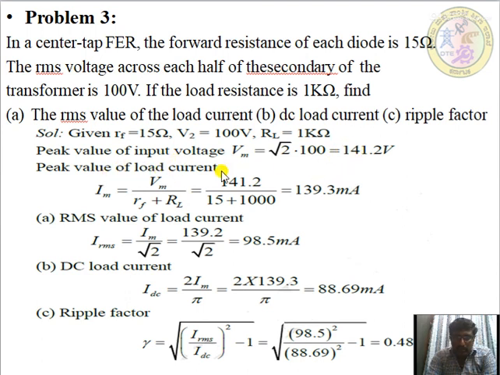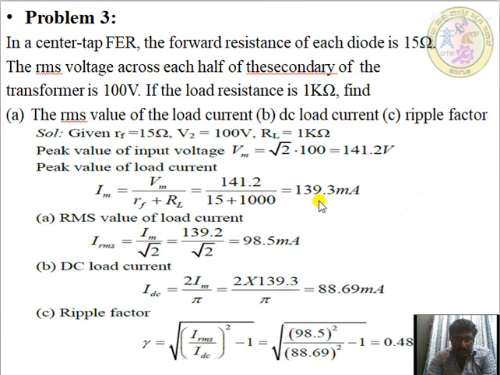The peak value of the load current is given by Im equals Vm by Rf plus RL. Putting in the values of Vm, Rf and RL, we get 139.3 milliamps. Now we calculate the RMS value of the load current: IRMS is equal to Im by root 2. Im was already calculated as 139.3, so divided by root 2, we get 98.5 milliamps.